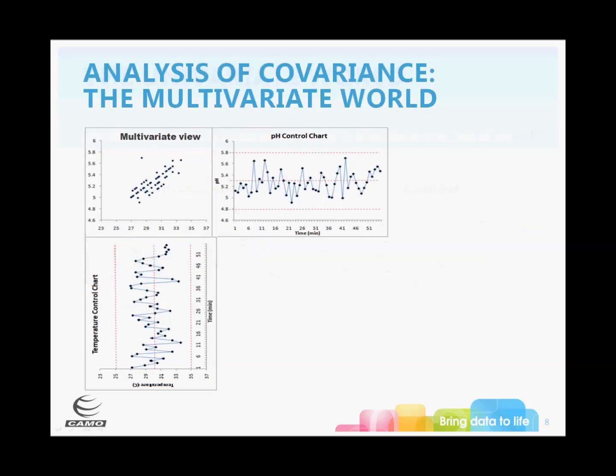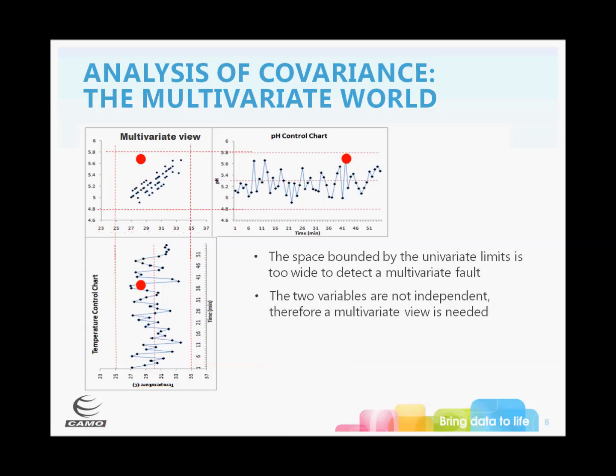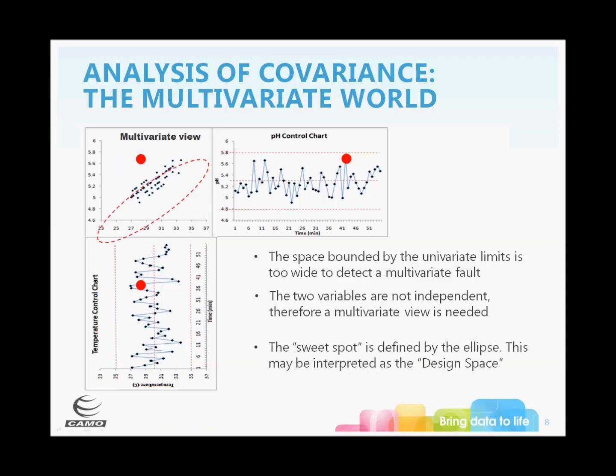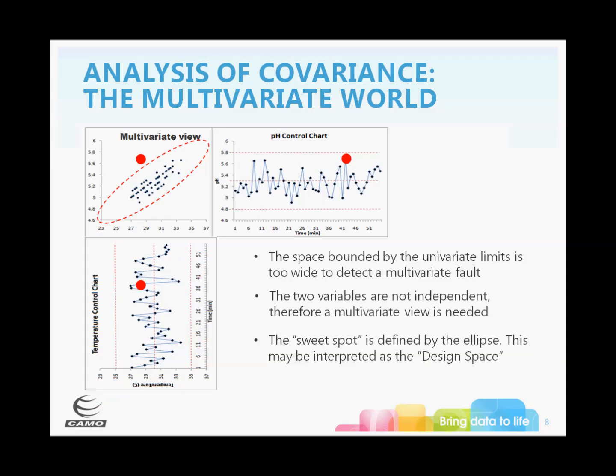However, if the two process parameters, temperature and pH, are plotted one versus the other, it appears that one observation is indeed outside or different from the rest. This is because these two variables are correlated, so the univariate limits are too wide to detect the fault. In fact, a multivariate limit is needed, as depicted by an ellipse in this plot. This may be interpreted as a design space.